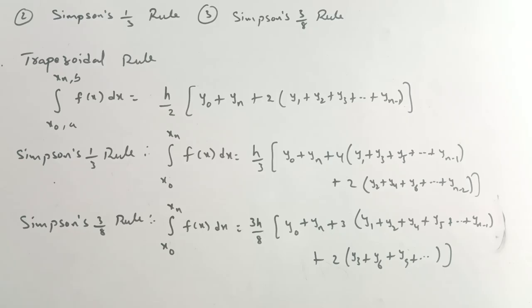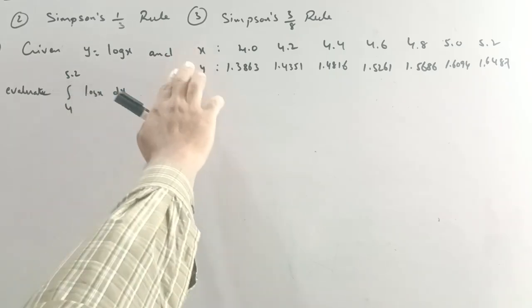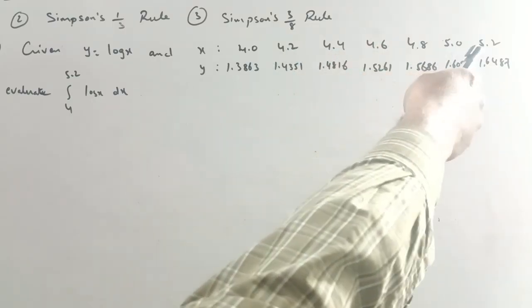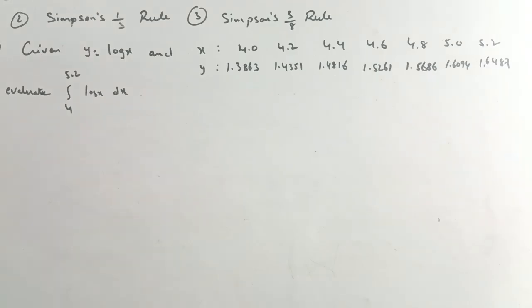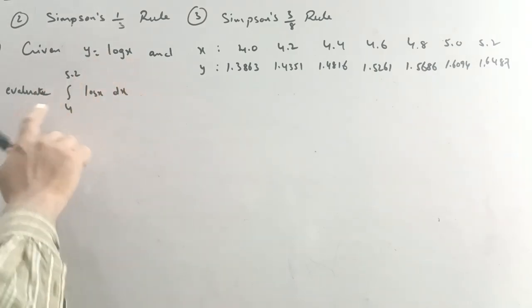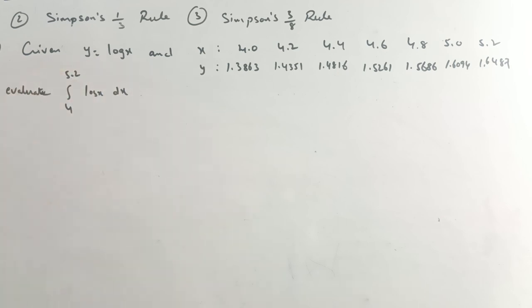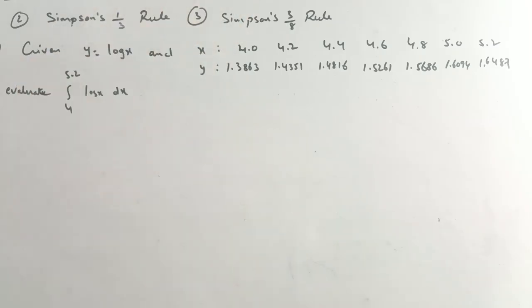See the first problem. Given y is equal to log x, and x is 4, 4.2, 4.4, 4.6, 4.8, 5, 5.2, with the corresponding y values. The function he gave here is y equal to log x, and we have to evaluate the integral from 4 to 5.2 of log x dx using these values. We have to use the three methods: the trapezoidal rule, Simpson's 1/3 rule, and Simpson's 3/8 rule.